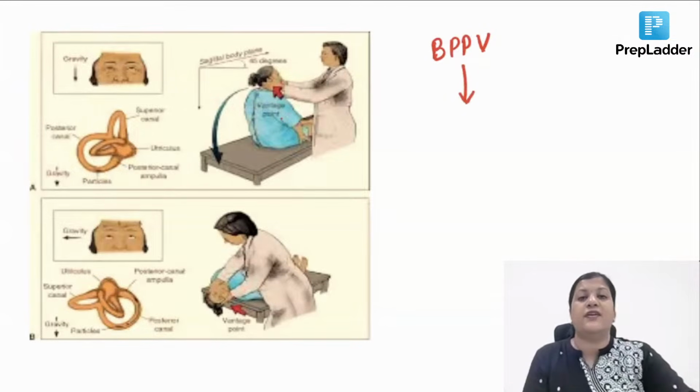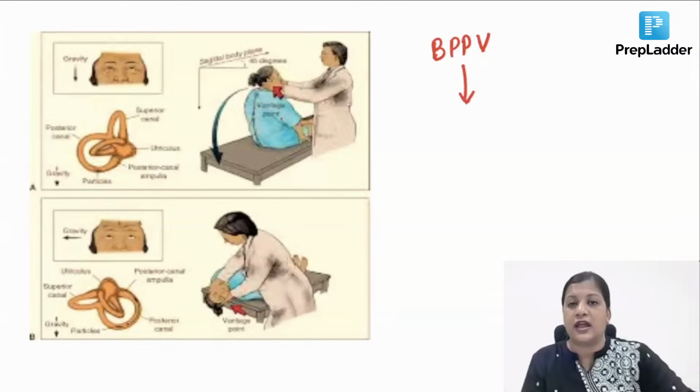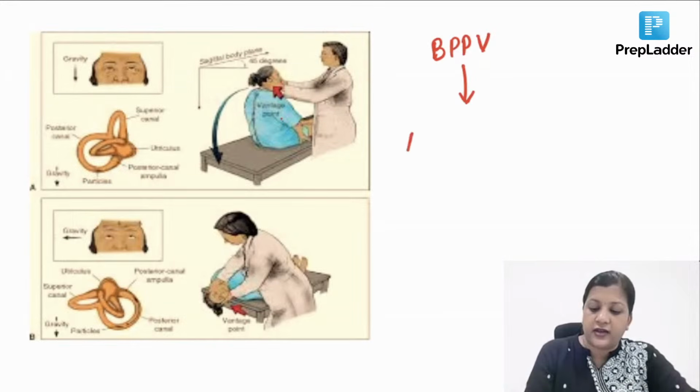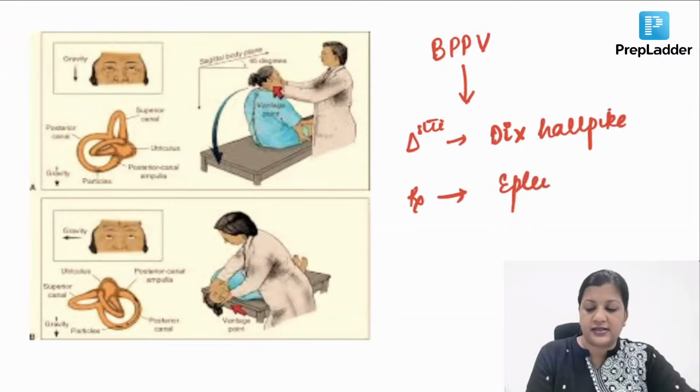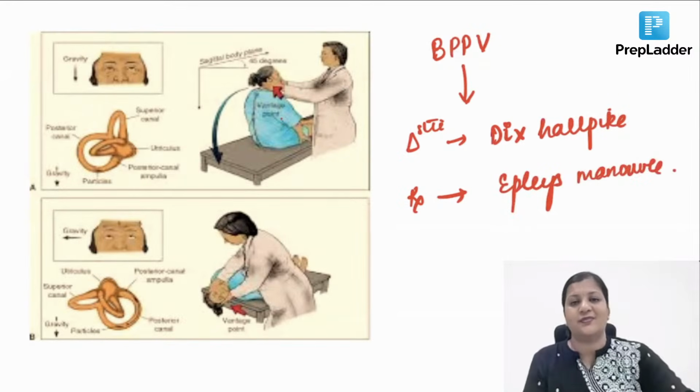And for this BPPV, benign paroxysmal positional vertigo, the diagnostic maneuver is called the Dix-Hallpike maneuver. Okay, what is it called? Dix-Hallpike maneuver. And the treatment maneuver is called Epley's maneuver. So what do we call it? Dix-Hallpike and Epley's maneuver. Right? So I think this part is clear.